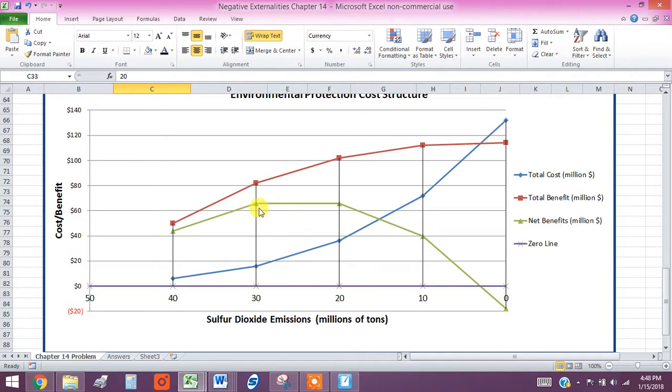It is maximum, and it doesn't start to actually go down until we get to 20. So we can reduce up to 20. Now, why would we not? Well, why wouldn't you, you might ask? Well, the net benefit is the same at 30 as it is at 20.